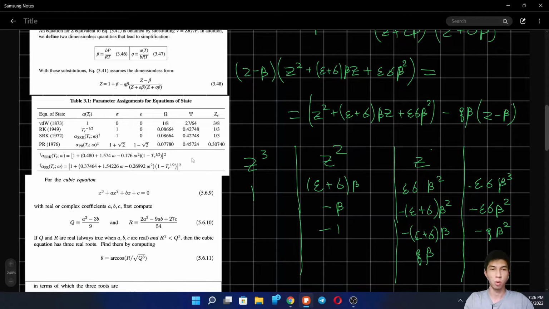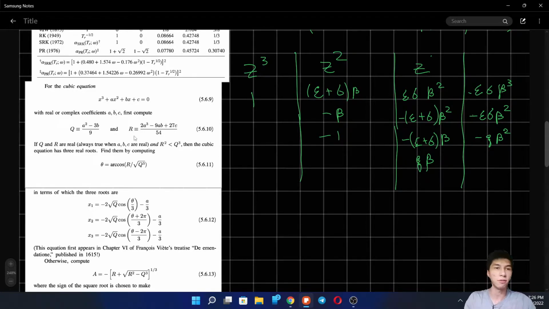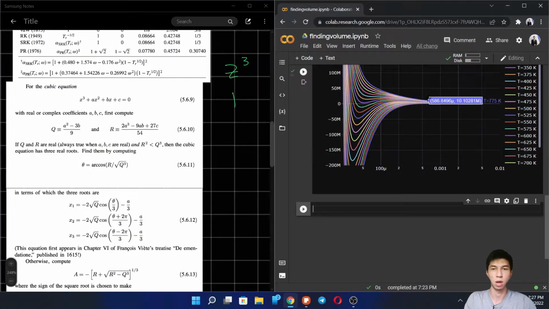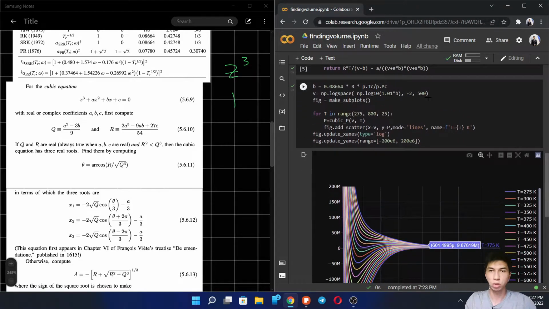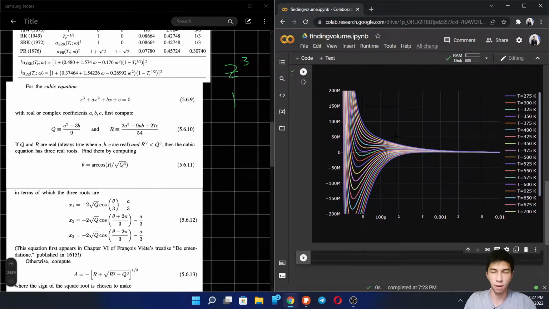So in this video, we will be looking through the Python code and we will try to write a code that will derive the specific volume provided the pressure and the temperature. So now here if we look at this side, we have all the equations we need to solve our cubic equation. So if we look to our diagram, we'll be using the same Colaboratory file.